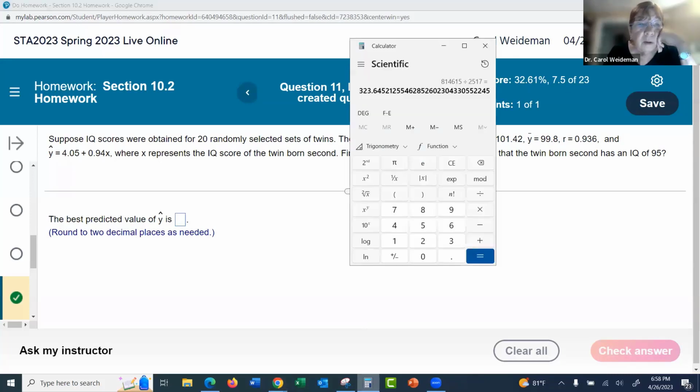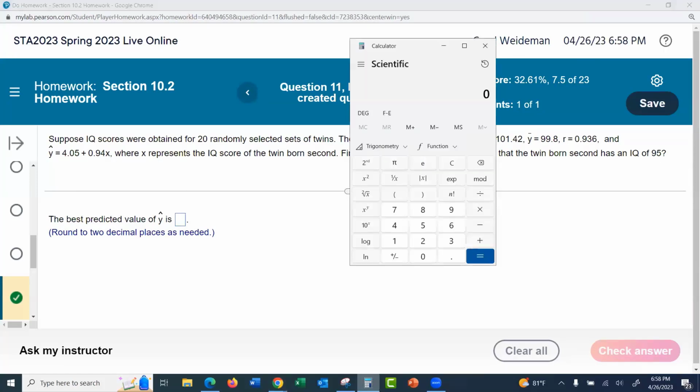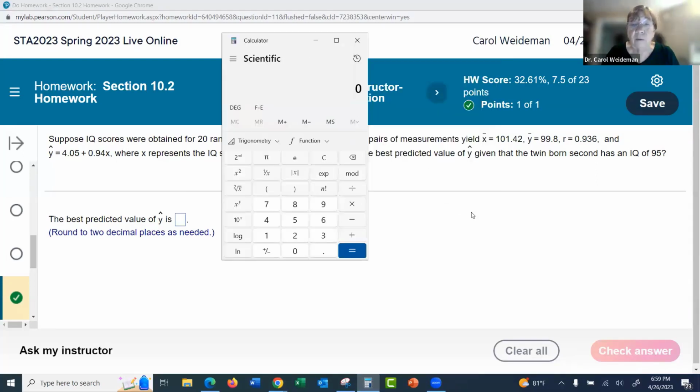No, careful. You want to take the slope first. So you're going to take the 0.94 and multiply by the 95 first, and then add the 4.05. Oh, okay. I must have just forgotten the order. Yeah, order of operations. Multiplication takes precedence over addition.